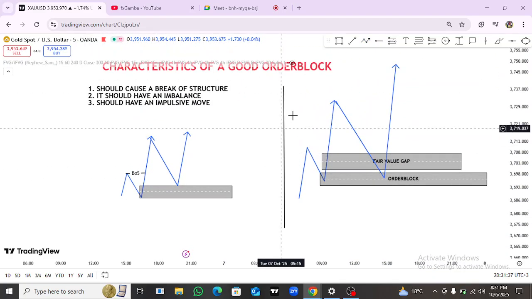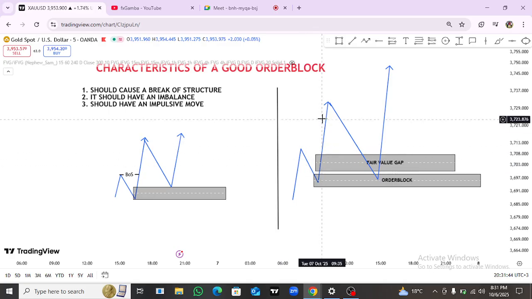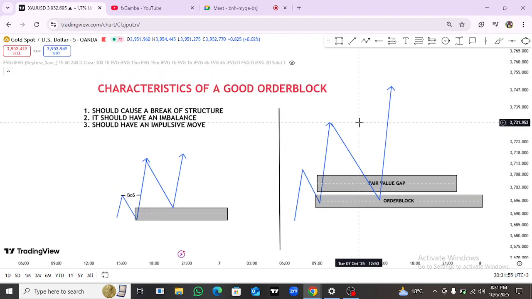Then number three, it should have an impulsive move. What do I mean by that? When price leaves that zone, it should have a very impulsive move. It will show a sign of strength that there's actually something of interest at this point over here. That is why price has rejected that zone with a lot of volume. That makes it a high quality order block.